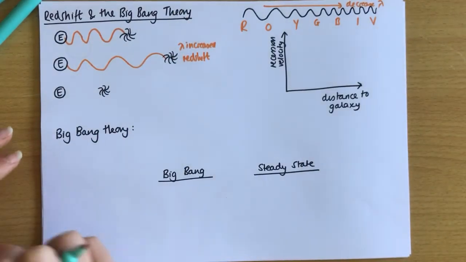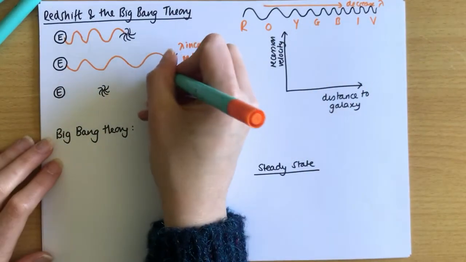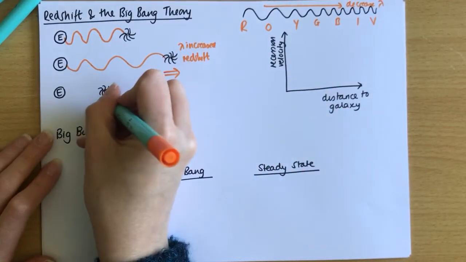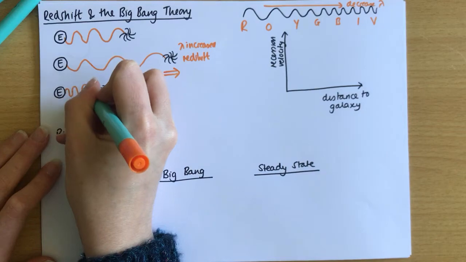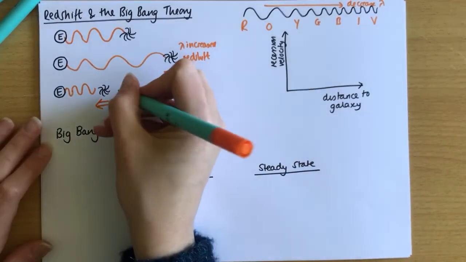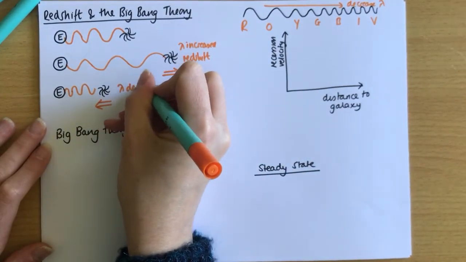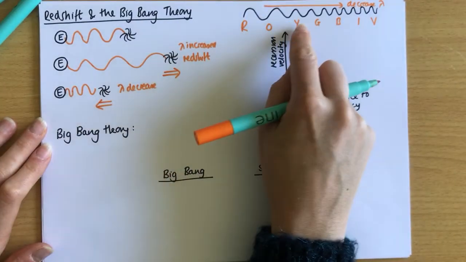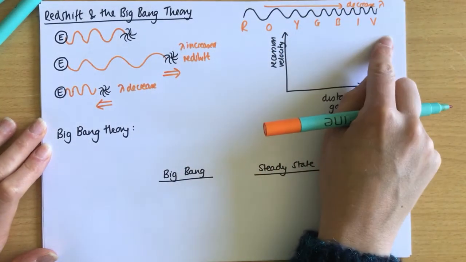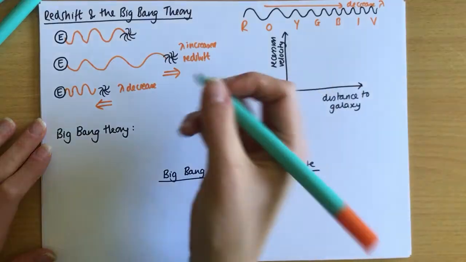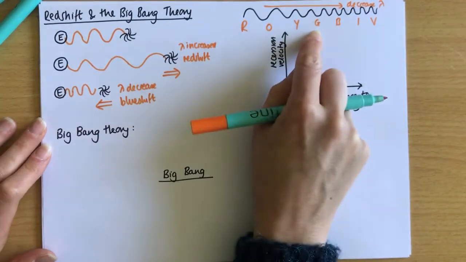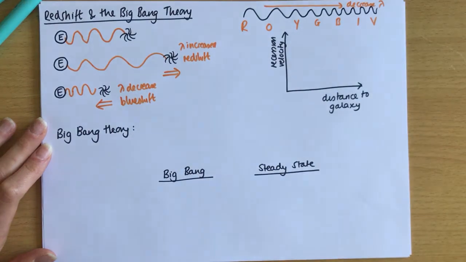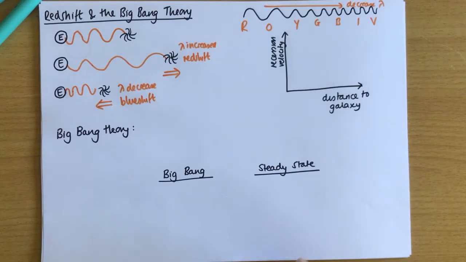If the galaxy is moving towards us, those 3 waves have to be squashed, 1, 2, 3, into a smaller space. So we decrease the wavelength and we shift the colour of the light this way. Now you might think that's called violet shift, not quite, we call it blue shift because it's shifted towards the blue end of the spectrum. So if an object's moving away from us, it'll be red shifted, and if it's moving towards us, it will be blue shifted.